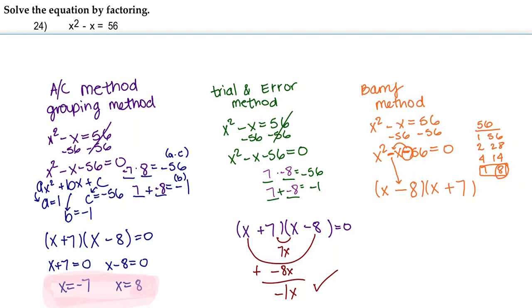The next thing we have to do is go ahead and solve. So let's bring down our equals 0 and then use the zero product property rule that states if we have the factors set equal to 0, we can set each factor equal to 0. So here we're going to have x equals 8 when we solve for x, and here we're going to have x equals negative 7. And those are our answers for number 24.